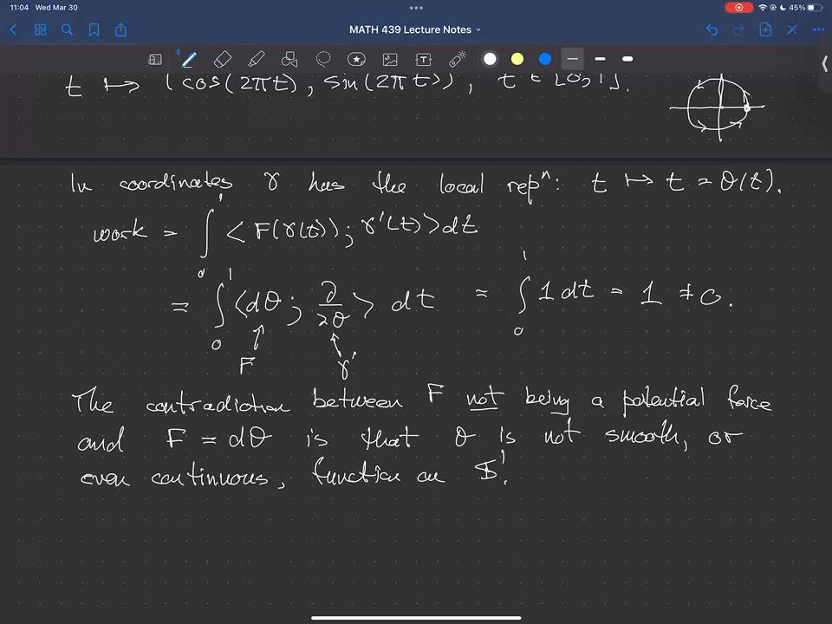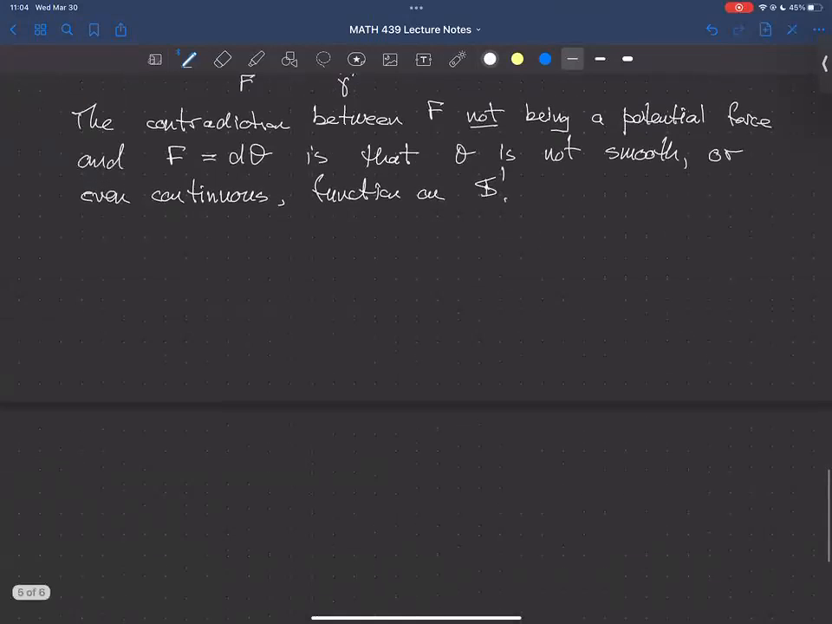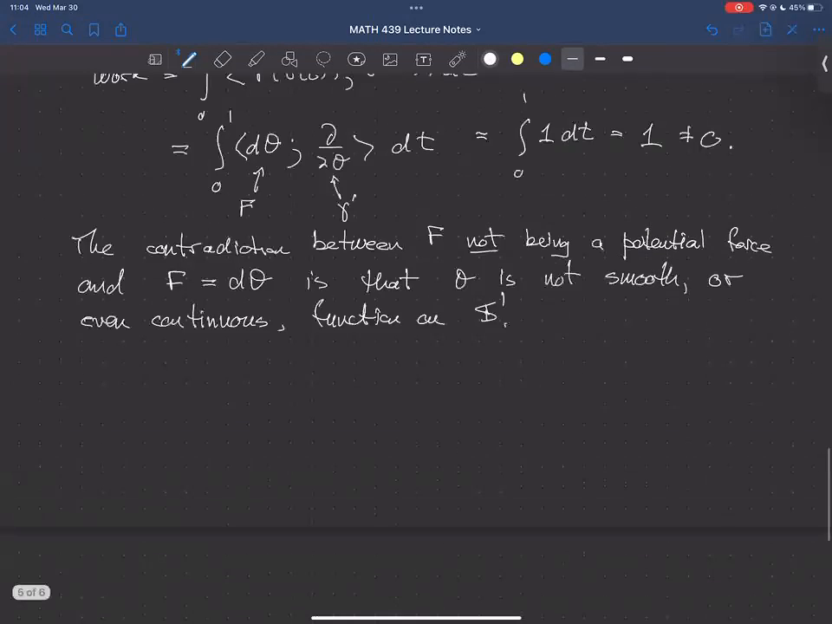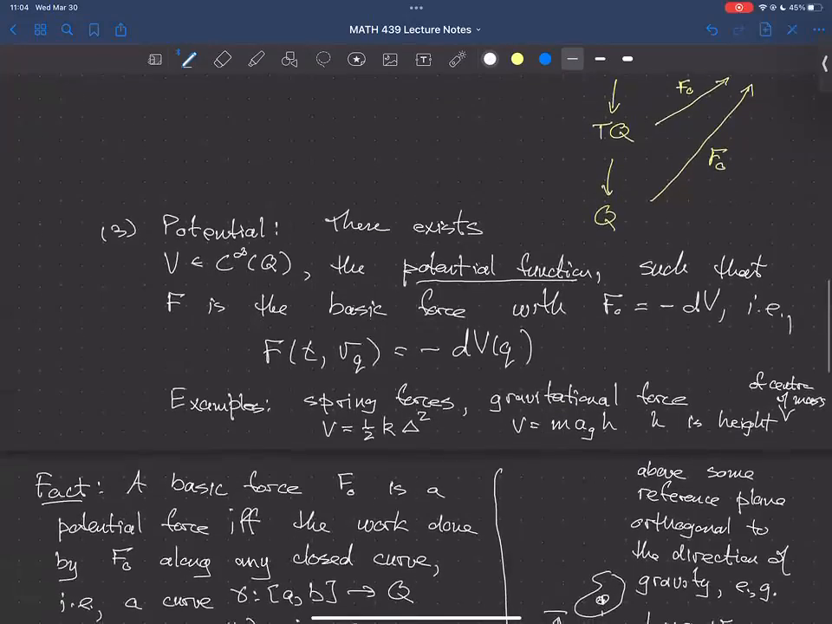So this points to the fact that when you're working with coordinates, especially in the presence of angles, you have to be careful about things like continuity. Okay, good. All right, other kinds of forces. So this was a little digression about potential forces. Let me continue with my list here.